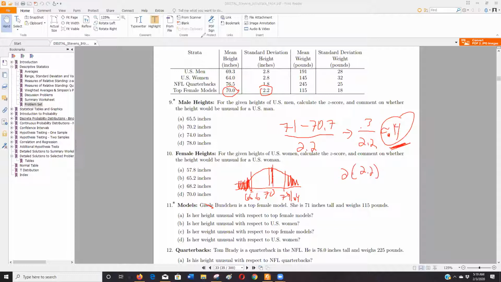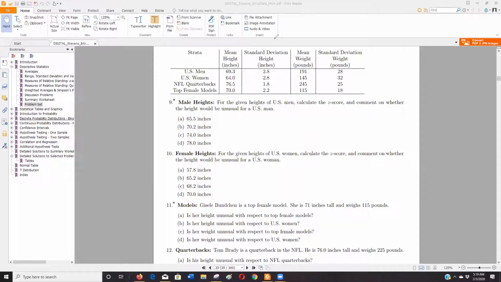Let's see how she compares to all women, because I think that's what the next question is. She's 71 inches tall, but for all US women, the average height is only 64. So 71 minus 64, divided by 2.8. 71 minus 64 is 7. I should have been able to do that in my head, sorry. 7 divided by 2.8. Well, I already see this is going to be bigger than 2. So that's a z-score of 2.5. That means she's 2.5 standard deviations above the mean for all women.